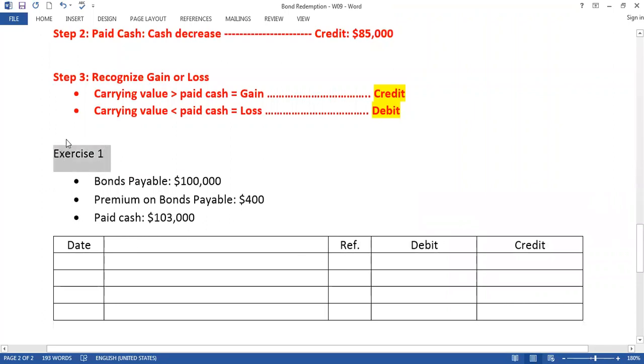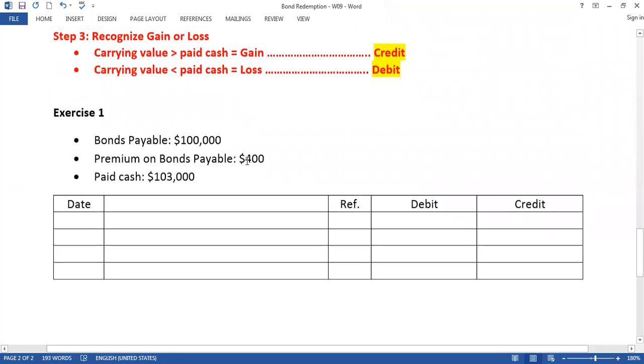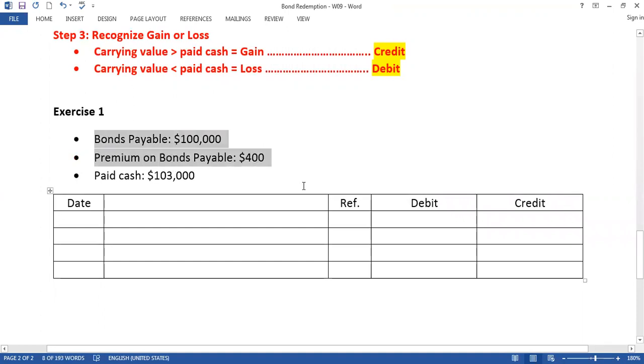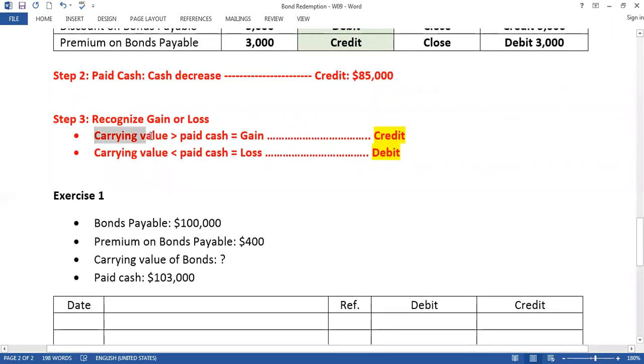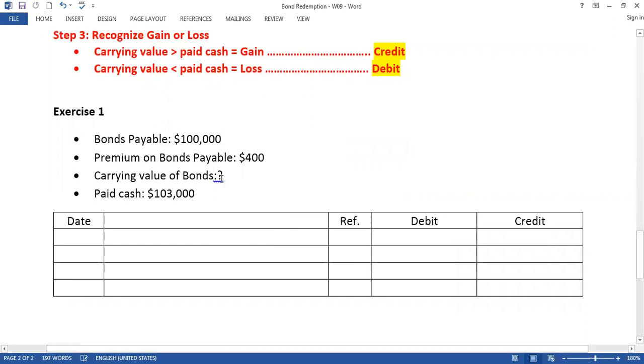So what is the journal entry? Can you remember we have to close the carrying value of the bond, right? These two items belong to the carrying value. So based on this information, you have to calculate the carrying value of the bond. Because we are going to compare carrying value and paid cash to recognize gain or loss. So we need to know the carrying value. If you don't know the carrying value, you cannot recognize your gain or your loss. So based on these two pieces of information, what is the carrying value of the bond?